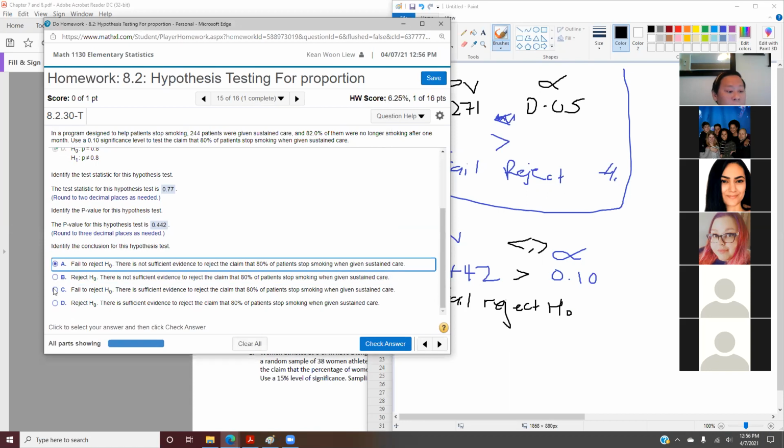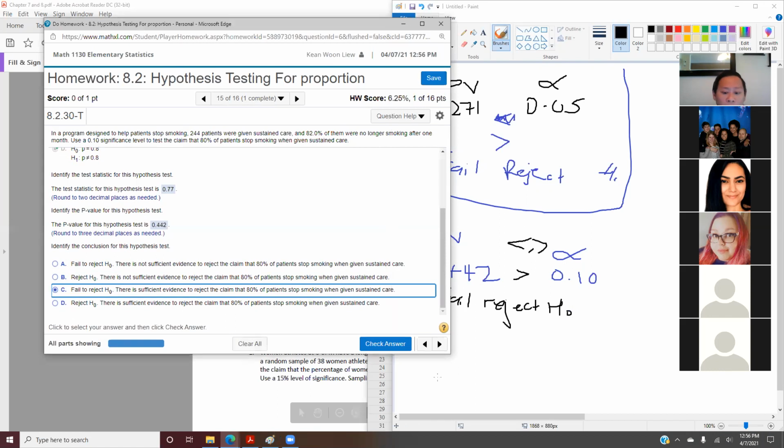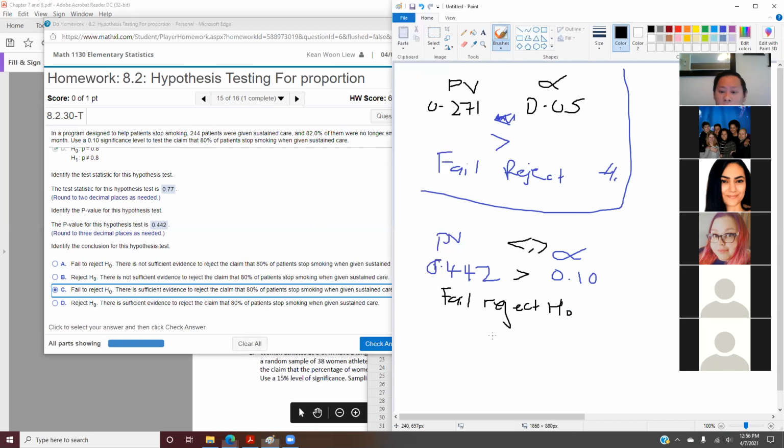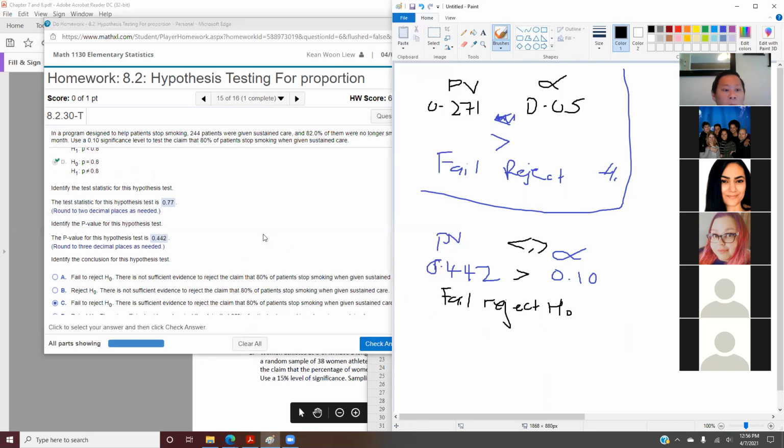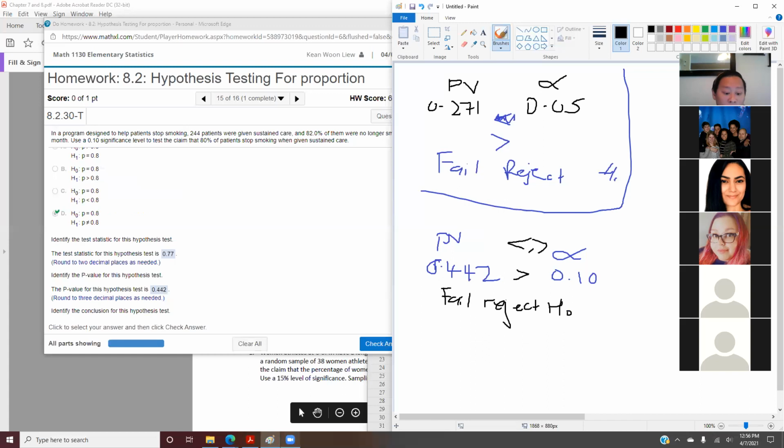How did you get 200 for the successes? I didn't use 200, I used 244. Oh, how do I get 200? It's 82% of 244. Oh, okay. So this is your calculator, multiply that. Yeah, 82%, 0.82 times 244. Oh, okay, thank you. That's how I get my 200.